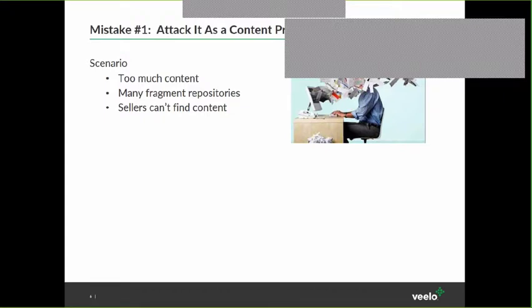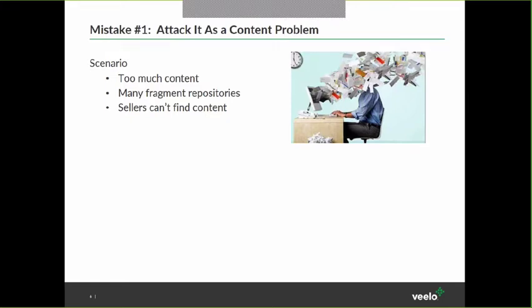So we must have a content problem, right? And oftentimes we have too many pieces. We have fragmented repositories, multiple divisions have multiple tools. My sellers can't find it. Worst case, they just wing it and they don't use any content at all. Best case is they're constantly on the phone calling marketing and saying, hey, where's that case study?